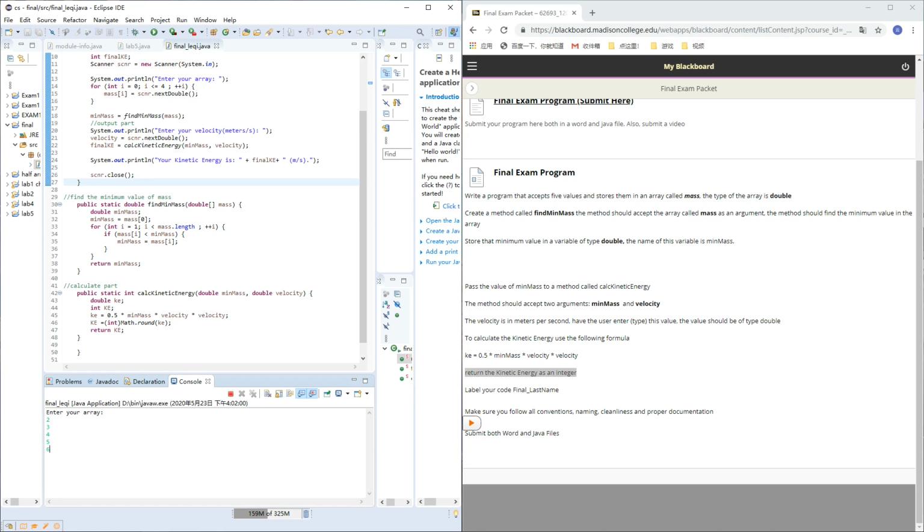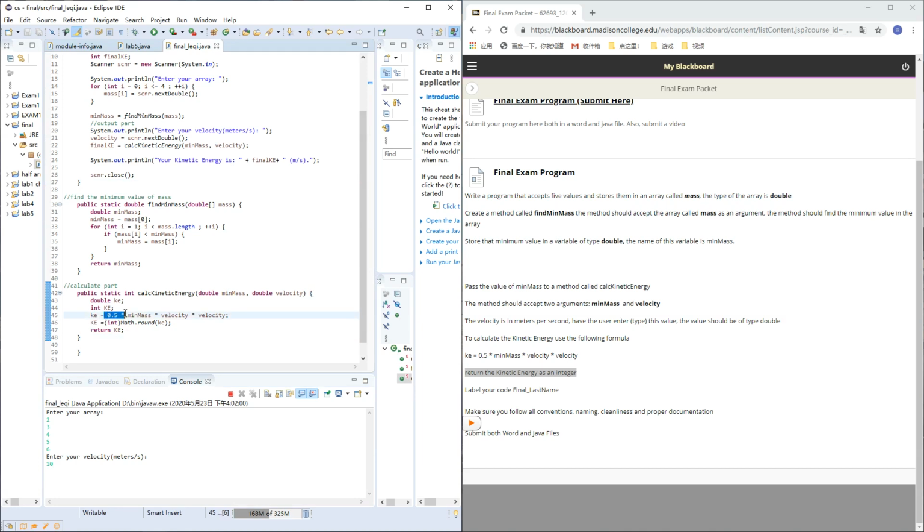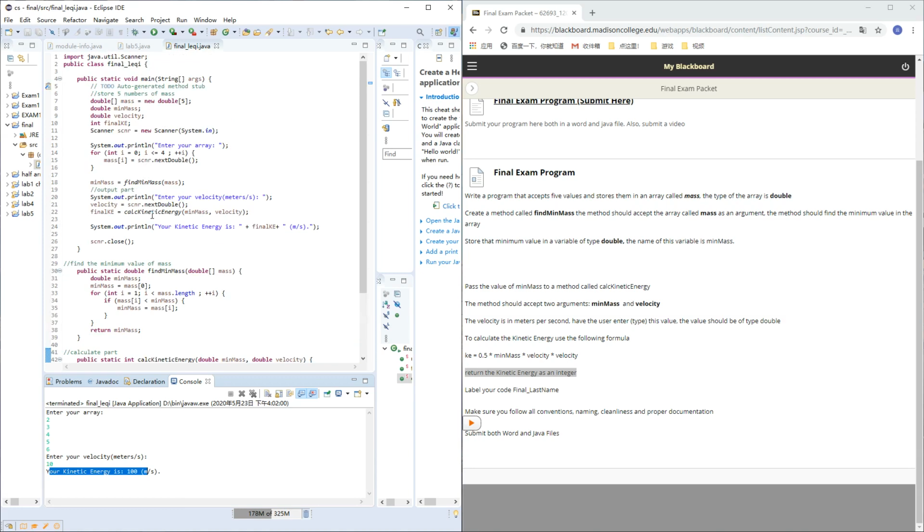And then they ask us to enter the velocity. Let's just make the velocity 10. Based on this equation, it's going to be 0.5 times the minimum mass, which is 2, and that's going to be 1. And velocity is 10, so 10 multiplied by 10 is going to be 100. Let's try if it's 100. See? It says your kinetic energy is 100 meters per second, which means that this program is correct.